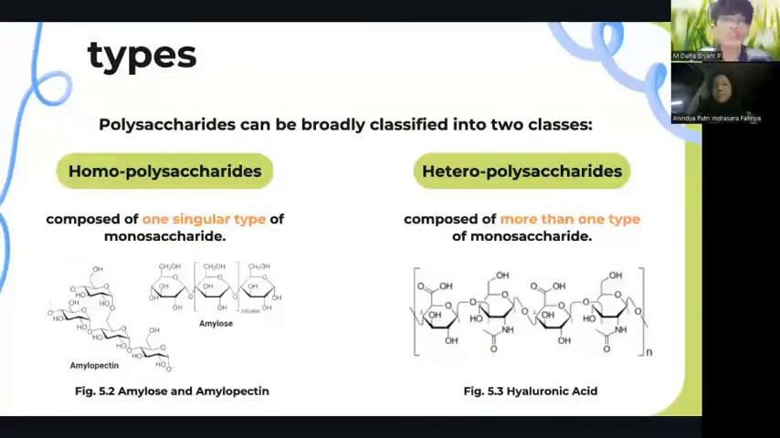And here we can see two types of polysaccharides. The first one is homopolysaccharides, which are composed of one singular type of monosaccharide. We can see here amylose and amylopectin, which we can find in starch. And the second type is heteropolysaccharides, which are composed of more than one type of monosaccharide. One example is hyaluronic acid. Next slide.